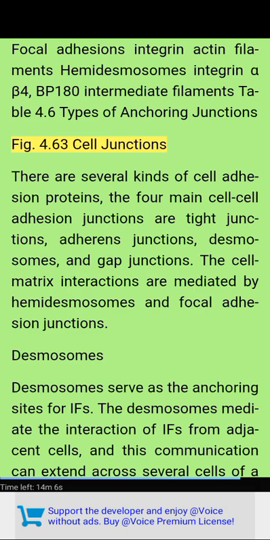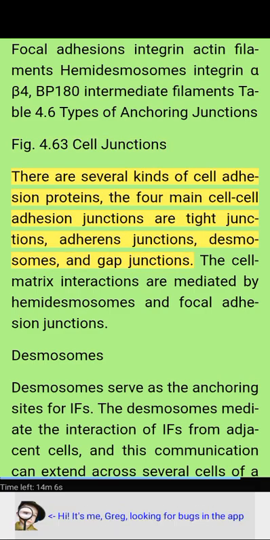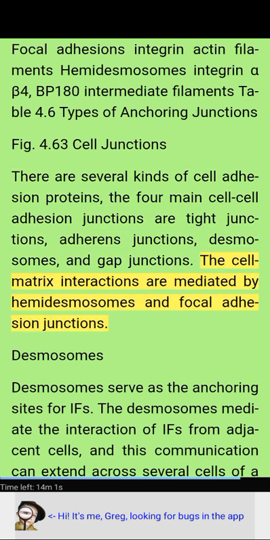Figure 4.63: Cell junctions. There are several kinds of cell adhesion proteins. The four main cell adhesion junctions are tight junctions, adherens junctions, desmosomes, and gap junctions. The cell-matrix interactions are mediated by hemidesmosomes and focal adhesion junctions. Desmosomes serve as the anchoring sites for IFs.